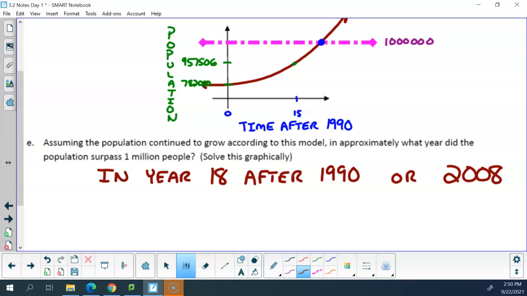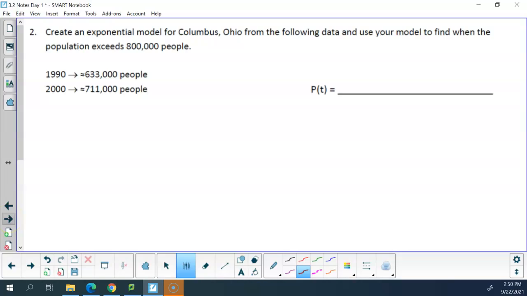For the remaining 10 minutes, what I'd like you to do is create a model for Columbus, Ohio, given the following data, and then find when your model exceeds 800,000 people.